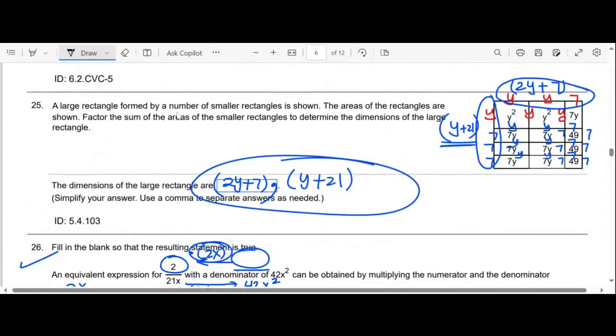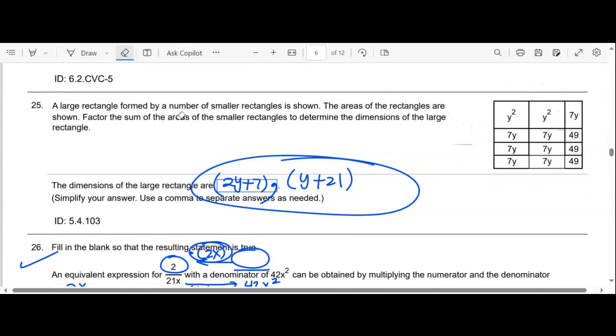A larger rectangle formed by a number of smaller rectangles is shown. The areas of the rectangles are shown. Let me remove this so you can see it clearly. Factor the sum of the areas of the smaller rectangles to determine the dimensions of the larger rectangle. He wants to know what is the dimension of this large one. Dimension means length and width.